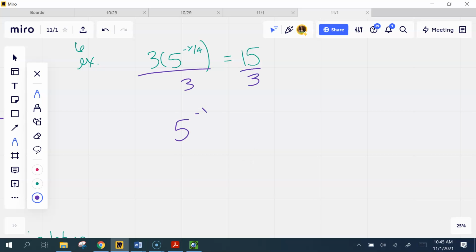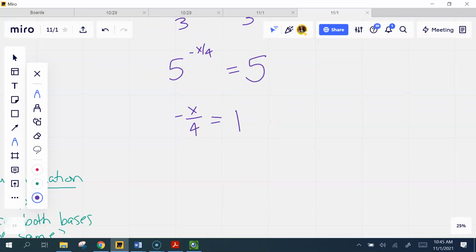I got 5 to the negative x over 4. Oh, this one came out too easy. This one you didn't have to do any manipulation because the bases came out the same anyway, right? So negative x over 4 equals what? Does it equal 5? Oh, it equals 1. That's right. So what does x equal?